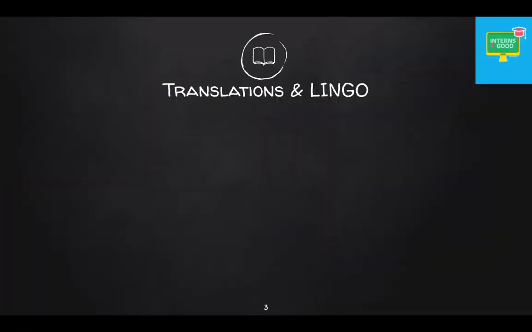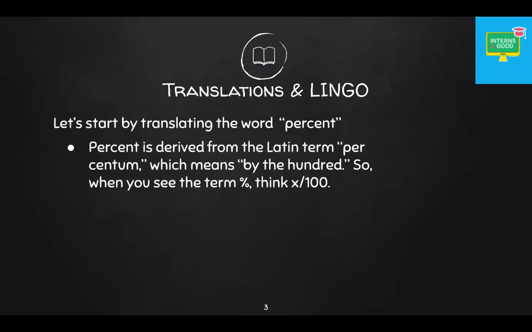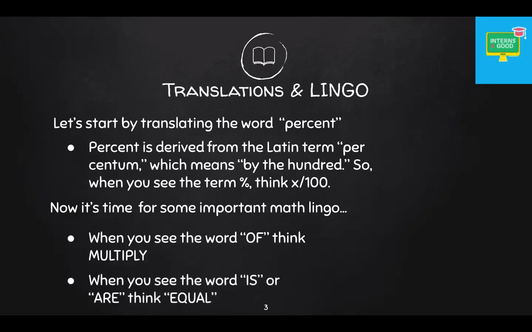Here are some translations and lingo that will be helpful. Let's start by translating the word percent. Percent is derived from the Latin term percentum, which means by the hundred. So when you see the term percent, think x divided by 100. Now it's time for some more important math lingo. When you see the word of, think multiply, and when you see the word is or are, think equal.